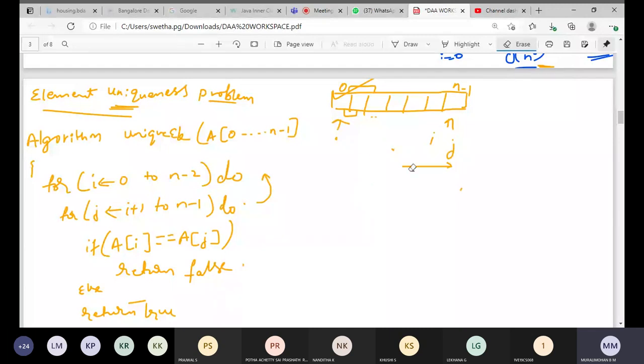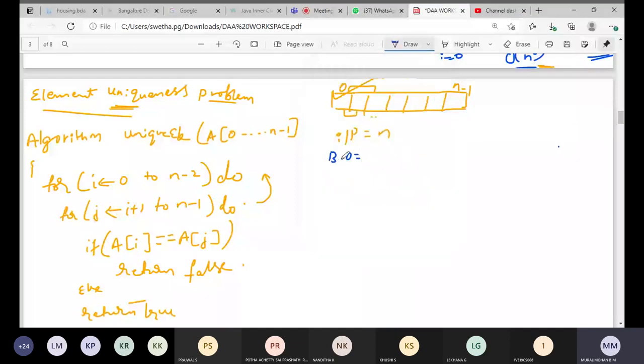Okay, now we'll go according to the general plan. We should calculate the time complexity of this algorithm. What is the general plan's first step? Decide on the input size. So what is the input size here? The array is 0 to n minus 1, so the input size is n. Very good.